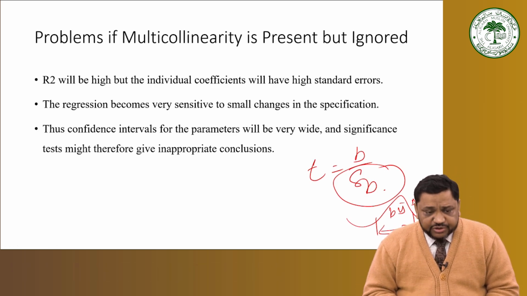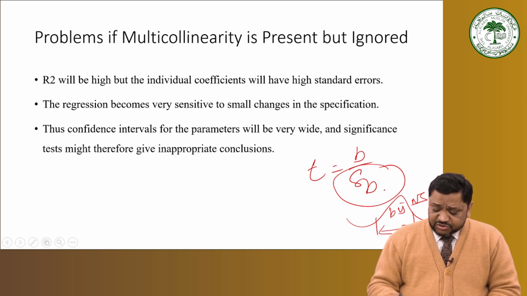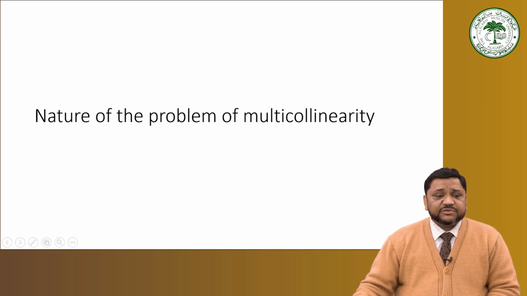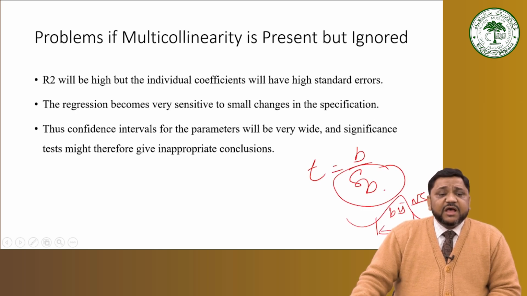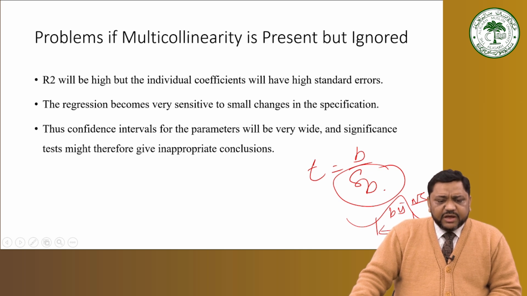Similarly, it can also be interpreted in terms of confidence interval. The confidence interval for the parameters will be very wide, because obviously your standard error of beta is increasing, and the significance test will be giving you inappropriate conclusions.